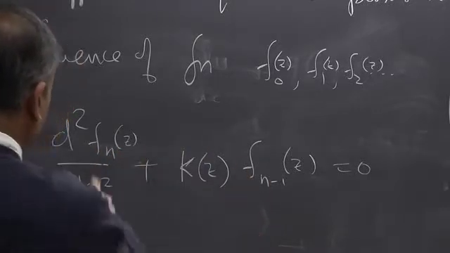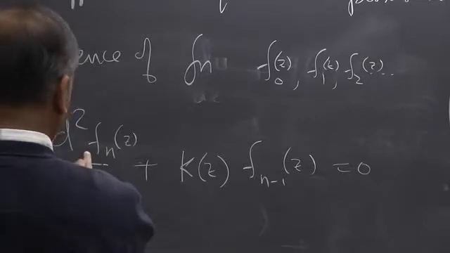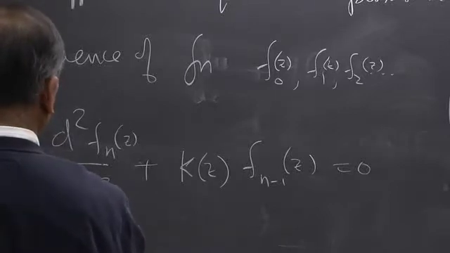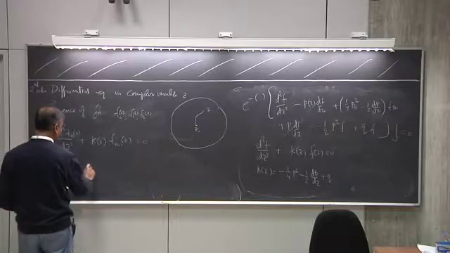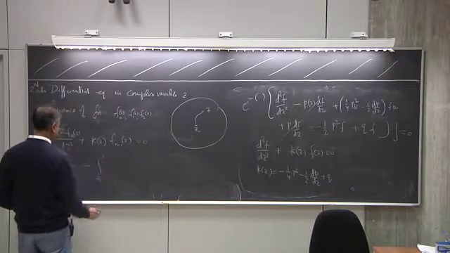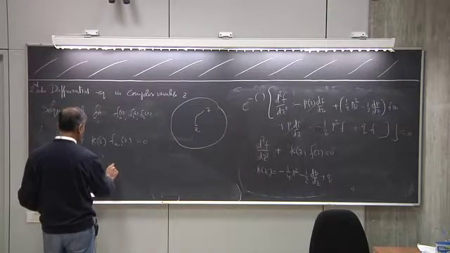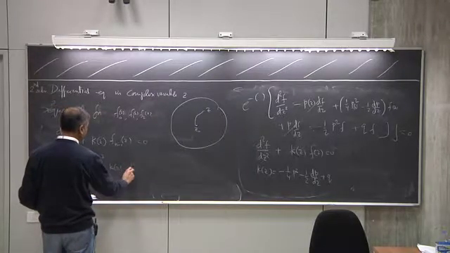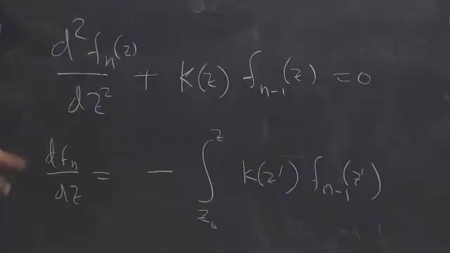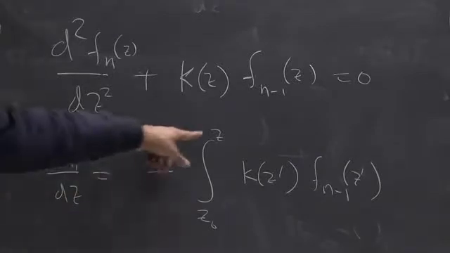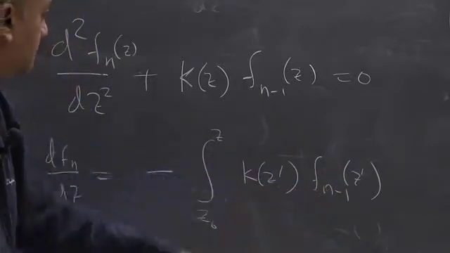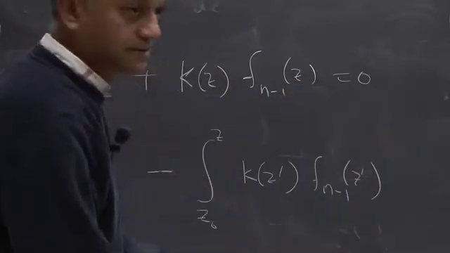In fact, you can immediately solve this equation. For example, if I do one integral, dfn/dz, I can write as the integral of minus, say from z0 to z, of k(z') fn-1(z'). Yeah, that will solve this equation, because if I take a further derivative, z only appears in the endpoint. So you will just get this evaluated at z, with a minus sign, because I take it on the other side.